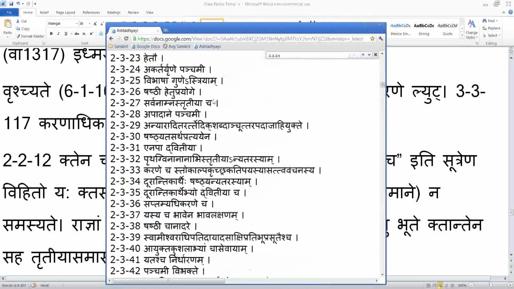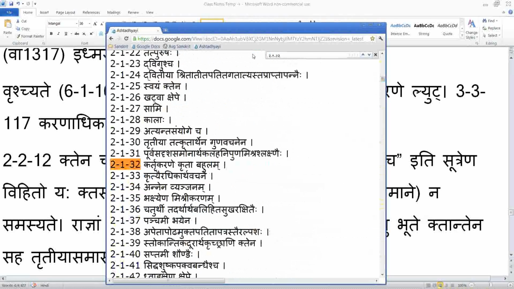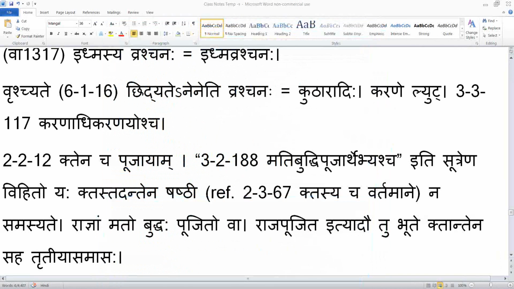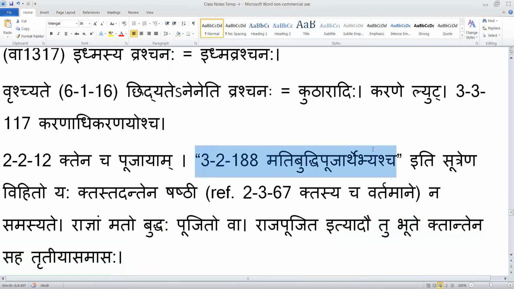We can go back to our sutram here, which is 2132. I think it's 2132, kartrikarane krita bahulam, and we can form a tritiya tatpurushaha, because that is not vartamane ktaha, that is bhute ktaha, somebody who was honored by the king, not somebody who is well regarded by the king right now. So this vartamane ktaha, which is by the sutra matibuddhipujarthe vyascha, that will not compound. So anyway, I hope you got some flavor of this.